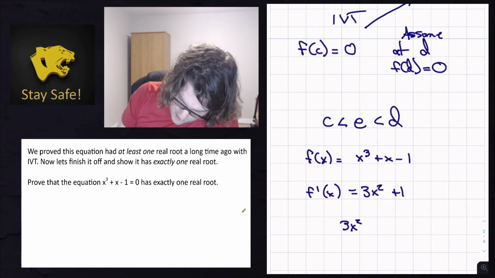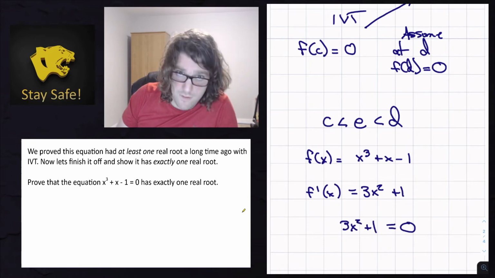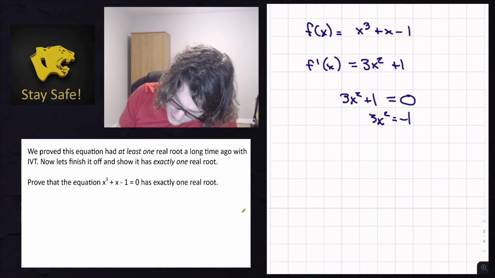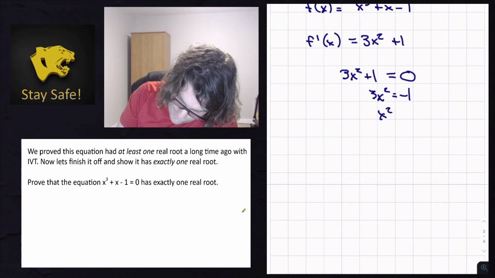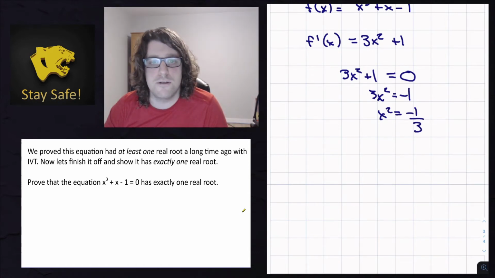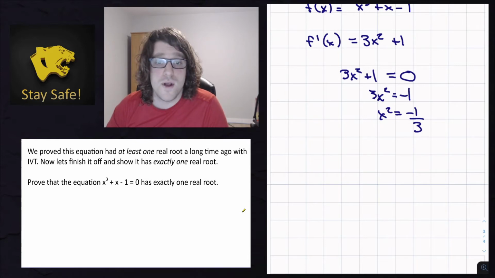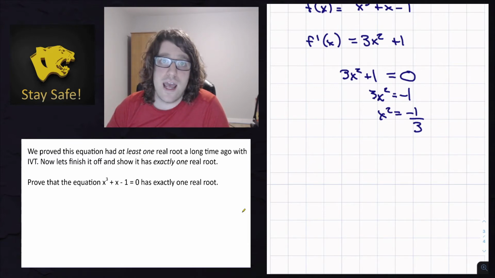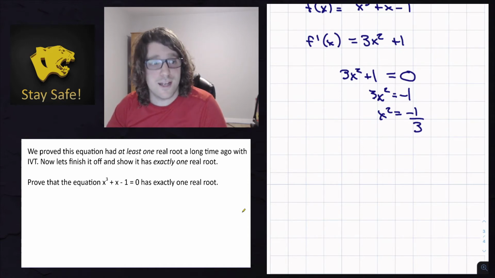3x squared plus 1, where is it equal to 0? Well, it's equal to 0 when x squared is equal to negative 1/3. Square root of a negative value, it doesn't exist. It's not a real number. So there is nowhere on the entire function where the slope is 0. And since it has one root and it can't have another root, because if it goes up, it doesn't come back down. If it goes down, it doesn't come back up.